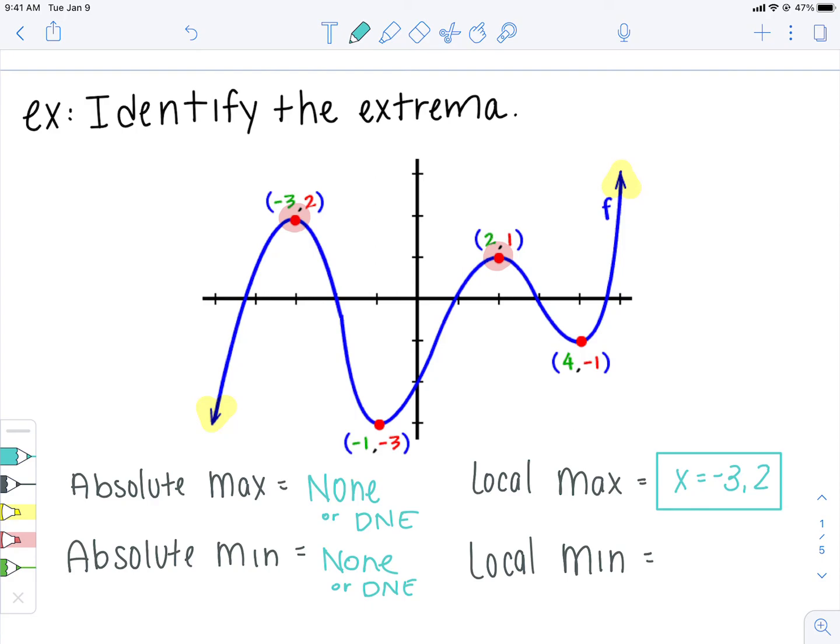What about my local mins? Yes. Where? Perfect. Yes. I have local mins at -1 and 4. So I would say x equals -1 and 4. Not too bad?